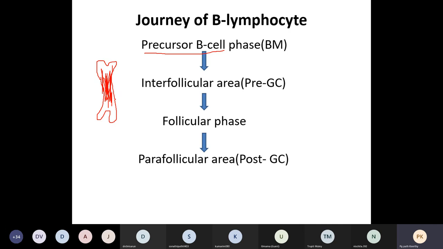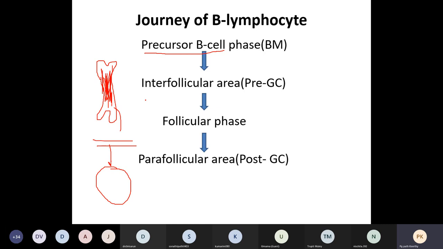First, when the baby is born, it will be at home, right? Breastfeeding, it will be with the mother only. Then it will start going to the school. Later it will come out of the house. That is, it will come out of the bone marrow into the blood, and it will go to your lymph node, right? So now in the lymph node, what all areas do we have?